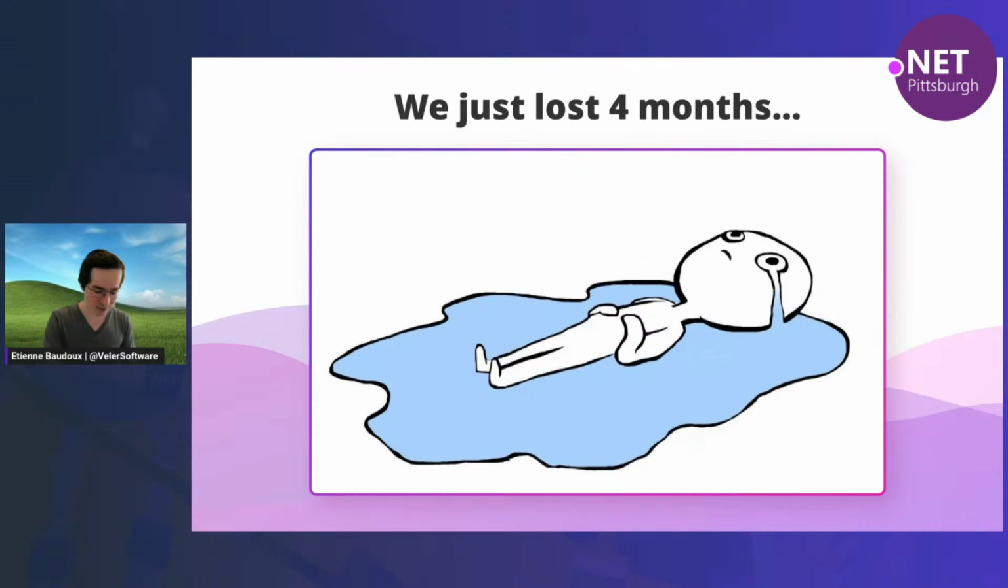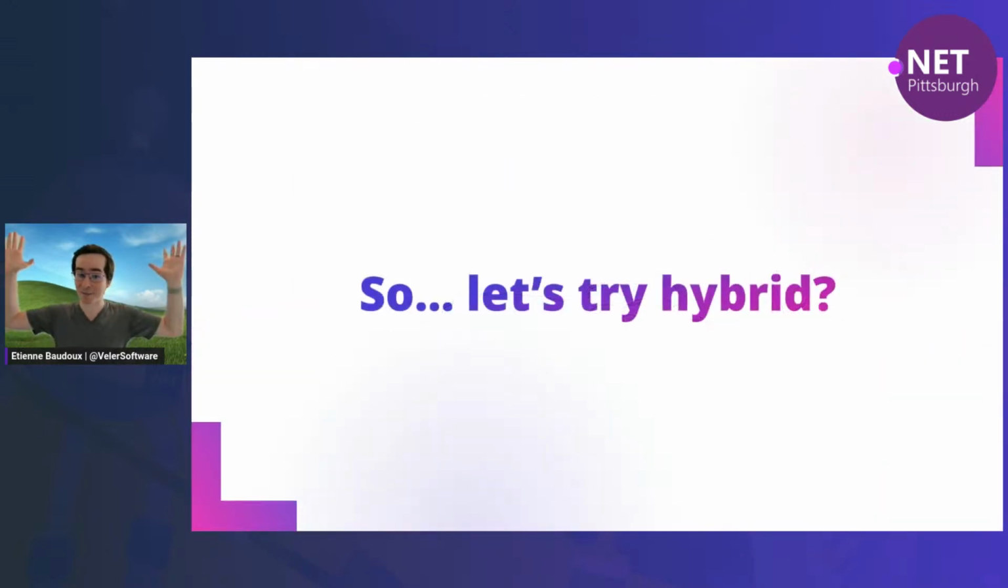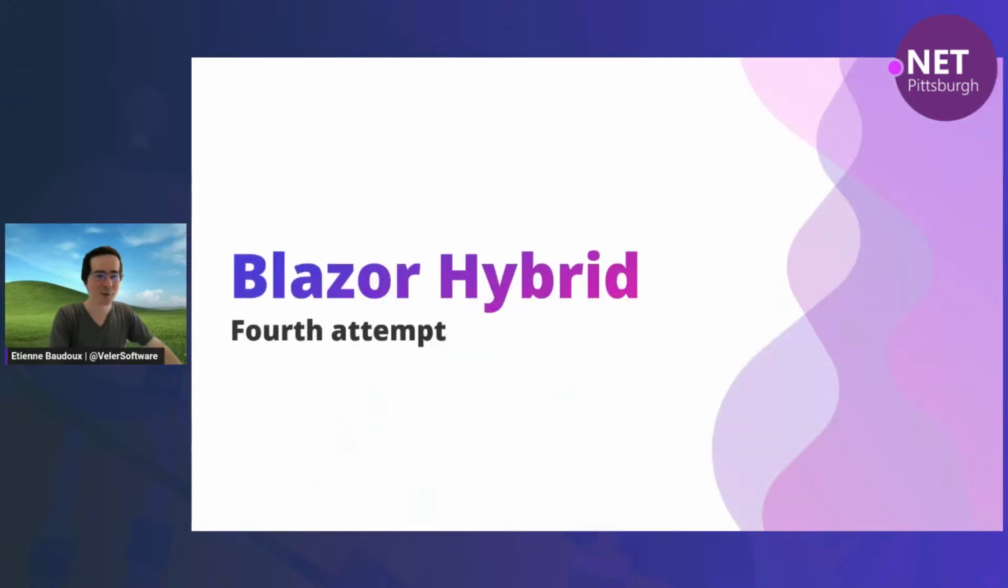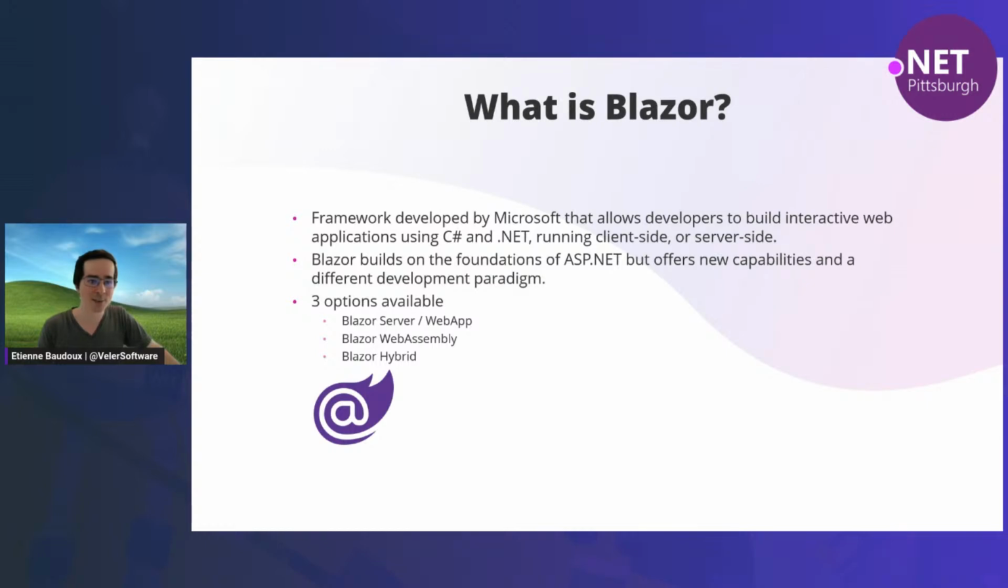So since native does not work for us, cross-platform does not work for us, what about hybrid? Let's try hybrid. And for this, let me introduce you to Blazor Hybrid. If you don't know what Blazor is, it is a framework developed by Microsoft that allows developers to make web apps using C# and .NET. And that C# and .NET can run either on the client side or the server side. We'll talk about this in a second. Blazor is based on the foundation of ASP.NET, so if you are already familiar with ASP.NET, you will be able to learn Blazor very easily.